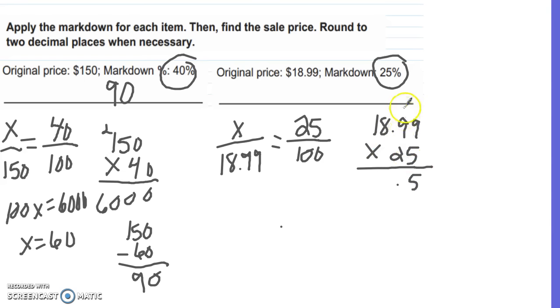5 times 9 is 45. 5 times 9 is 45, 46, 47, 48, 49. 5 times 8 is 40, plus 4 is 44. 5 times 1 is 5, plus 4 is 9. The first row is 9495.